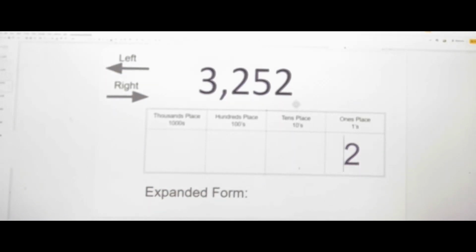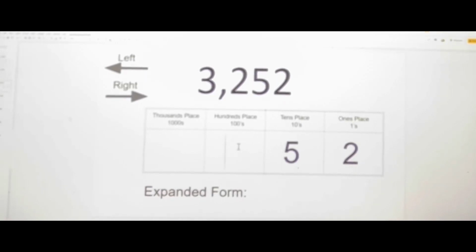Next to the ones place is the tens place. So the digit in the tens place is a 5. So we have a 5 in the tens place. Next to the tens place is the hundreds place. The digit in the hundreds place, the digit next to the 5, is a 2. So we also have a 2 in the hundreds place. And then our digit in the thousands place is a 3.